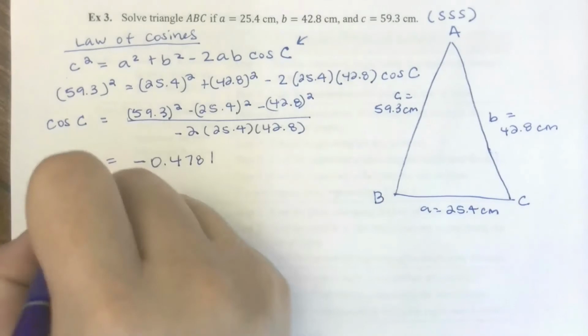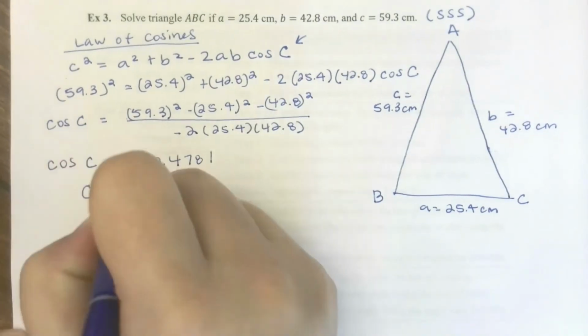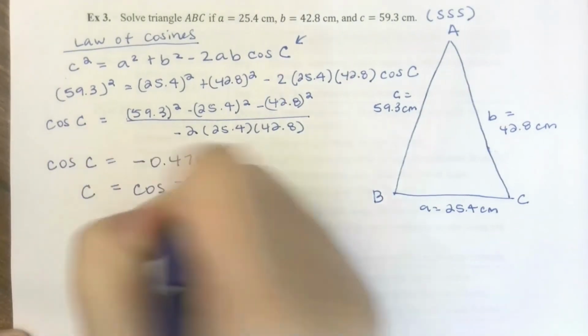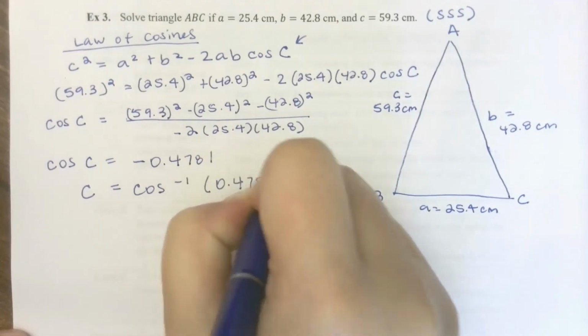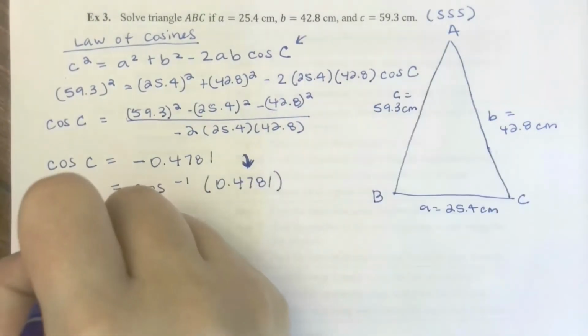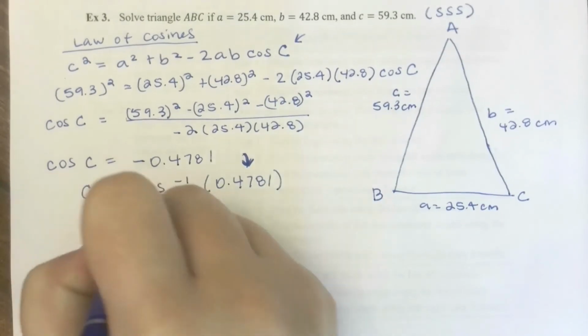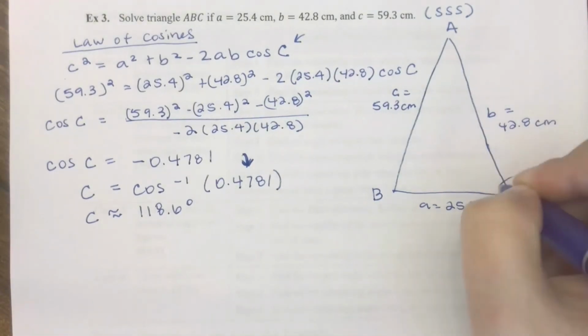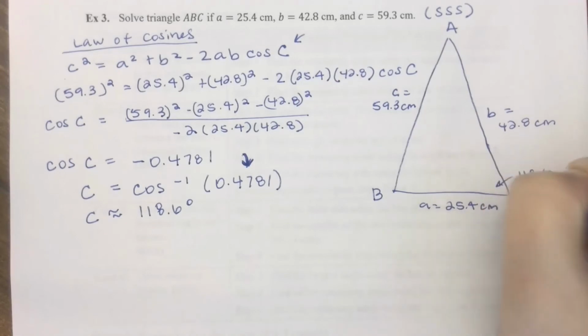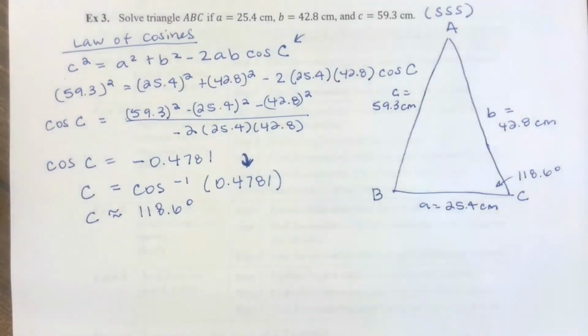Okay, so if I solve for C, I have C equals cosine inverse of negative 0.4781. Okay, C is approximately 118.6 degrees. So I'm going to go ahead and write that in. So C is 118.6 degrees.